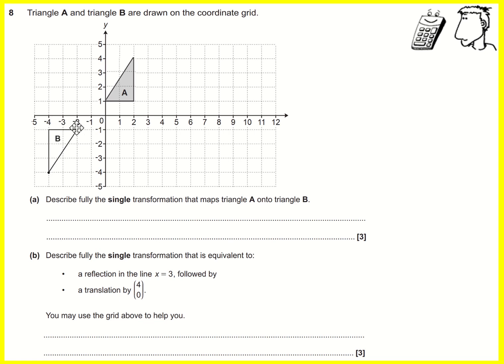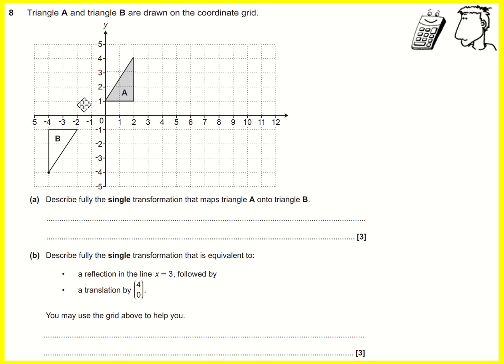Technically you could use a negative enlargement here. I'll come back to that right at the end. The only other one is a rotation. And you can actually see that, yep, if I rotate this, it's going to be on B. It's just, where do I rotate it about?